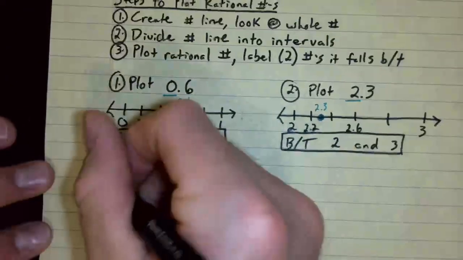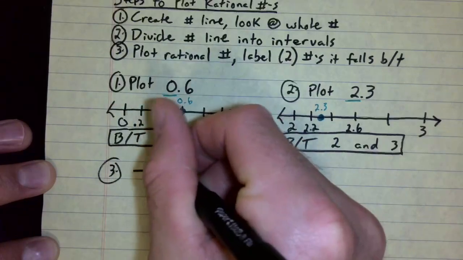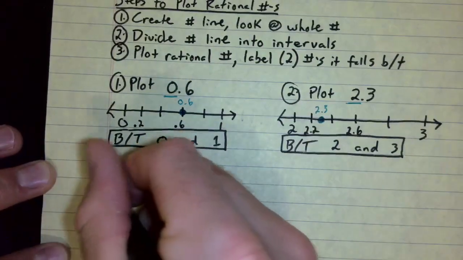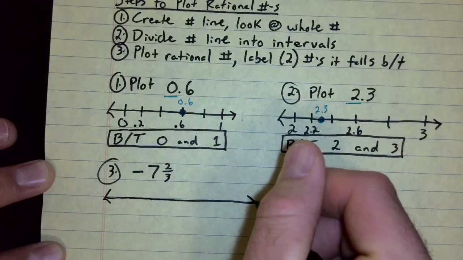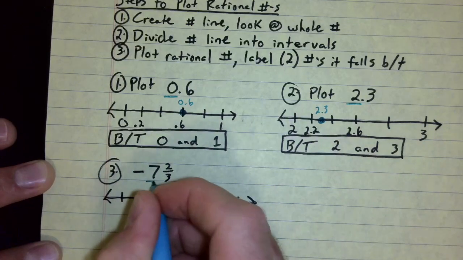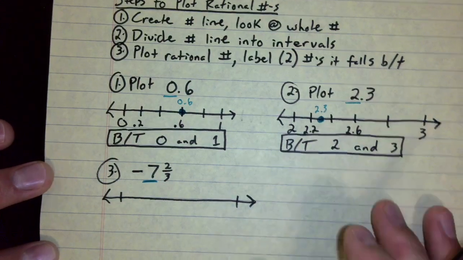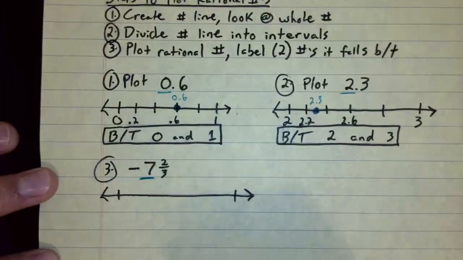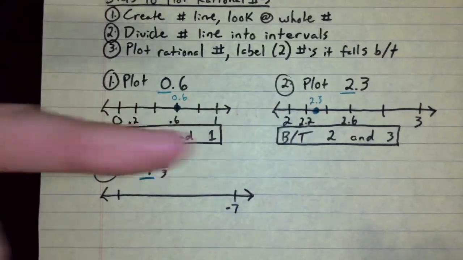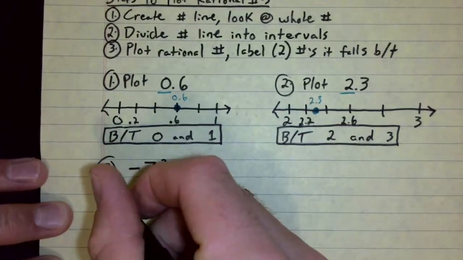Number 3 is negative 7 and 2/3. All right, so step one, just create that number line. Take a look at that whole number. We have a whole number of -7, so that's a good starting point. Just like all number lines, we'll start at -7 because 0 is closer to this side of the number line, and -8 is right there.